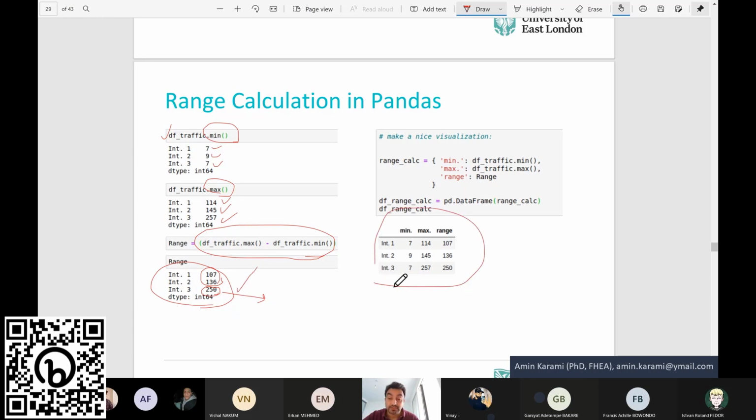If you want to have this nice visualization, you need to create a data frame. What I love about a data frame is you can visualize a nice, user-friendly table. How to do so? It's better to first create a dictionary with these keys. The key is minimum and the value is this calculation. The key is max and this is the calculation. And range is the range that we calculated here. Then you can simply convert it to a data frame. If you don't mention columns, it's going to use these keys as the columns. So easy. Then you can simply visualize the minimum, the maximum, and the range. Nice visualization.